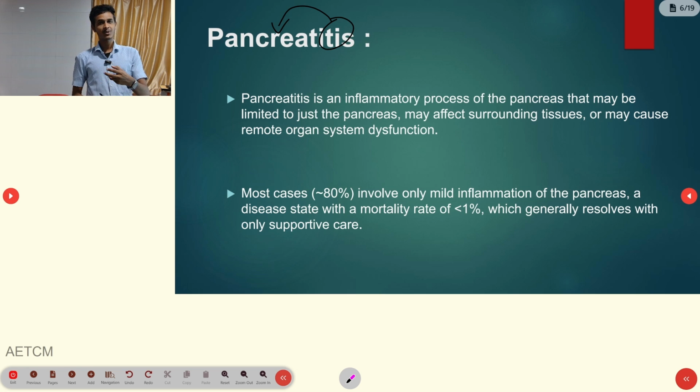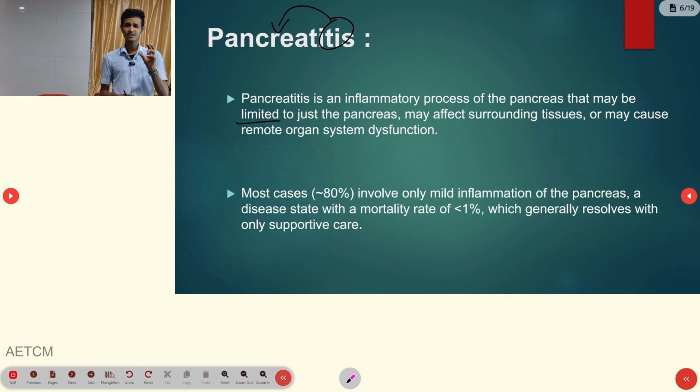Mainly, the other important thing we have to remember is that the inflammation may be limited to just the pancreas alone. So it can affect only the pancreas, or it may affect the surrounding tissue. We said in the first part that it can affect your biliary tract, and at the same time it can affect other regions also. How it affects other regions, we'll see in the pathophysiology. And then it may cause remote organ system dysfunction also.